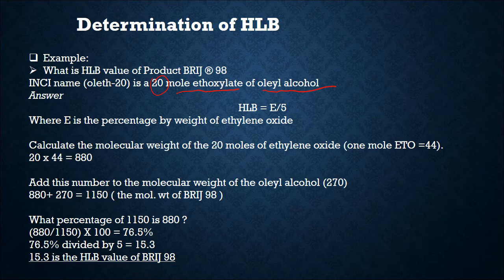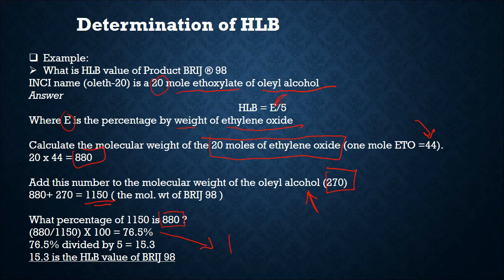So the answer is, E is the percentage by weight of ethylene oxide. So calculate the molecular weight of 20 moles of this. Okay, 1 mole is equal to 44, so 20 is equal to 880. Add this number to the molecular weight of oleyl alcohol, which has this molecular weight, and you have the total molecular weight. And what is the percentage of 880 in 1150? Then you can calculate the percentage, which is 76.5%, and you got the E.